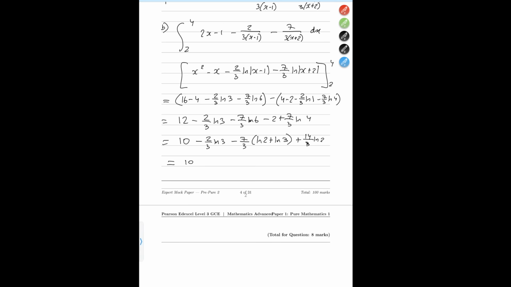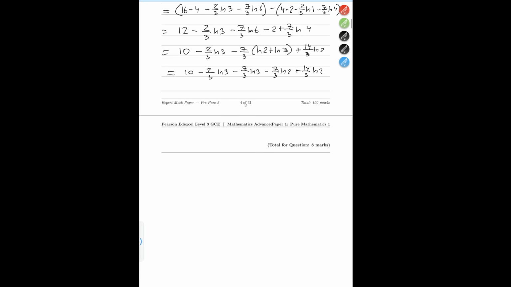Now, so 10 minus 2 over 3 ln 3 minus 7 over 3 ln 3 minus 7 over 3 ln 2 plus 14 over 3 ln 2. And we're almost there now. So that's going to become 10 minus 3 ln 3 minus 7 over 3 ln of 2. Sorry, plus 7 over 3 ln 2. So I'm just going to write it in order here.